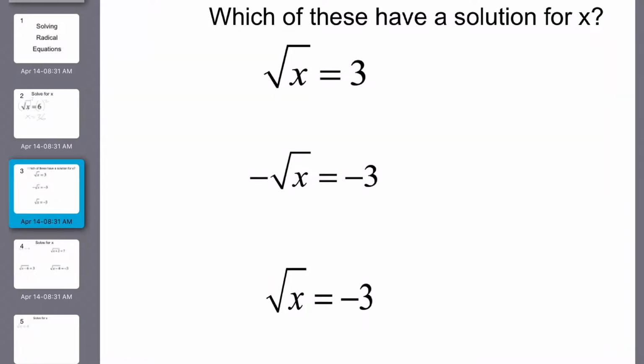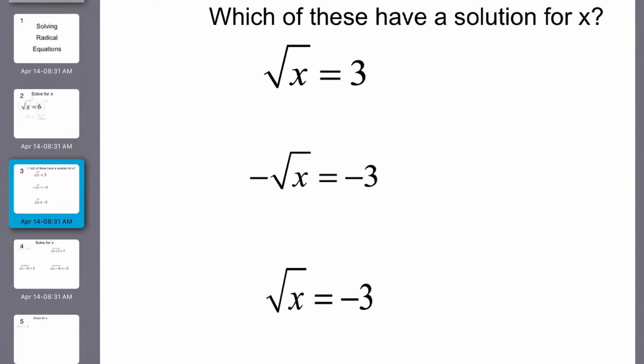Moving to the next slide here, I want you to take a look at all three of these equations and tell me which ones of them are going to have solutions. And you can do this either algebraically or just by looking at it. So go ahead and pause the video and let me know what you think about these three radical equations.